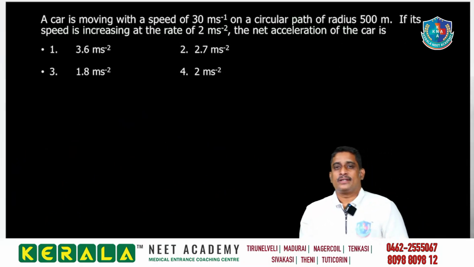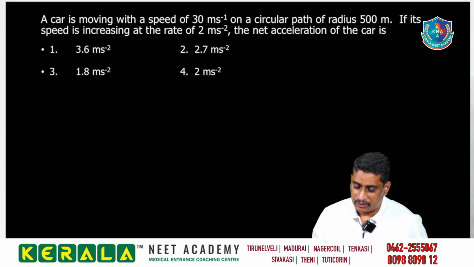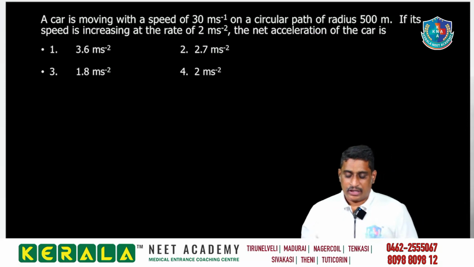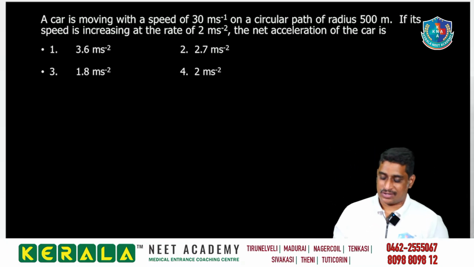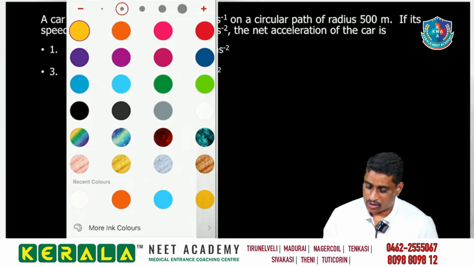Look at, two more questions are left over. Just look at this part. A car is moving with a speed of 30 meters per second on a circular path of radius 500 meters. If its speed is increasing at the rate of 2 meters per second square, they are asking us to find out the net acceleration of the car. So you should be very careful regarding this type of questions also.